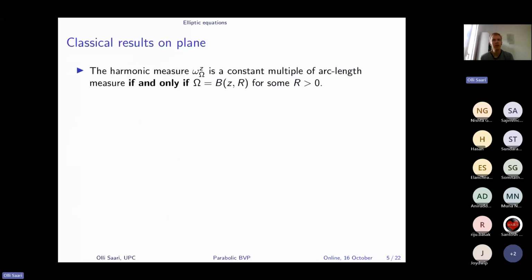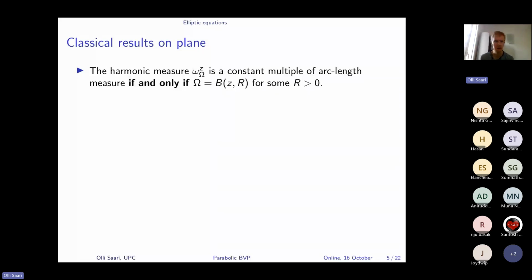Okay, and now let's recall the classical results in the complex plane. So first, we can start connecting the measure theoretic properties with the geometric properties of the domain. So the first property is that if the harmonic measure happens to be just constant multiple of the arc length measure, this forces the domain to be very symmetric. You can imagine the Brownian traveler.